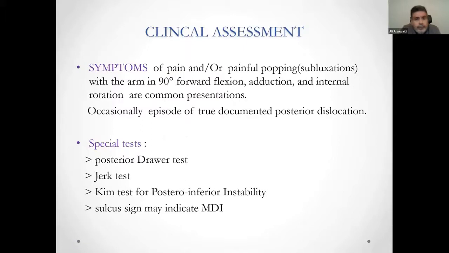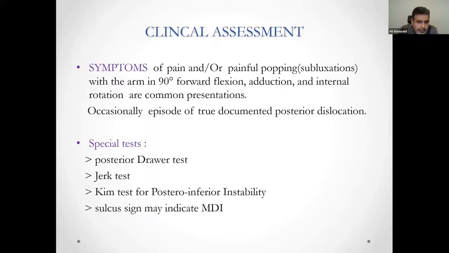So with regard to clinical assessment, what are the symptoms? Sometimes symptoms are not like anterior instability. Often they come with pain or painful popping. That's what they say: the shoulder pops as I move my arm from back to front, and often with the arm at about 90 degrees of forward flexion, adduction and internal rotation.